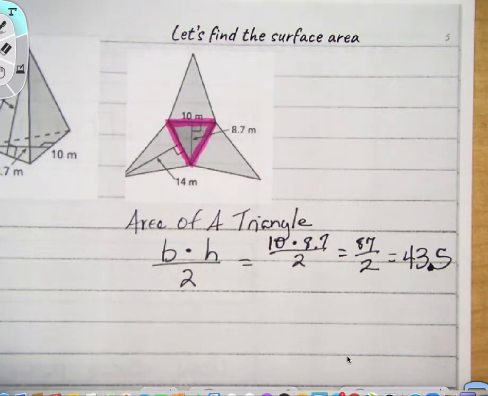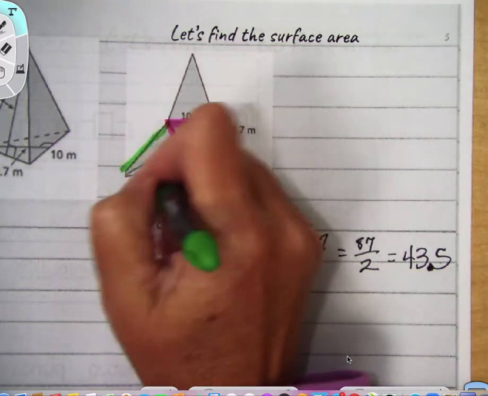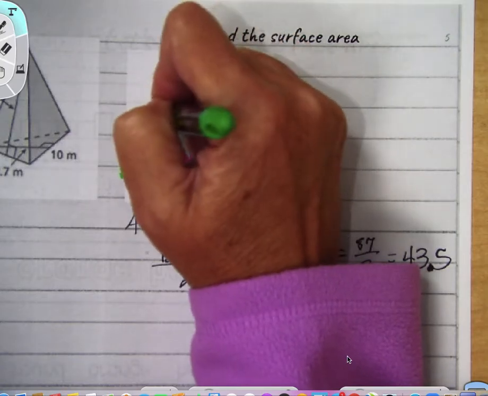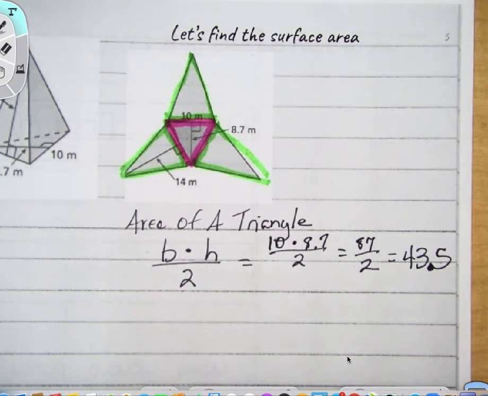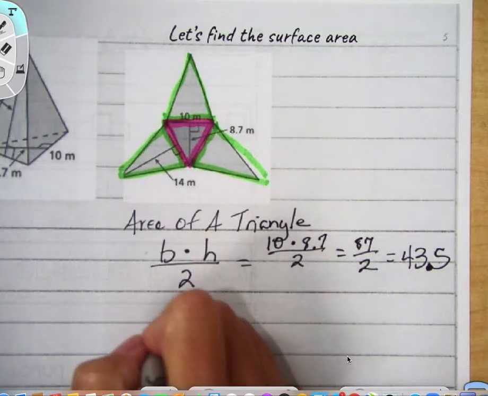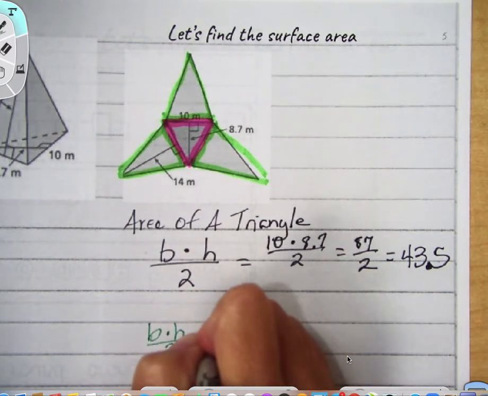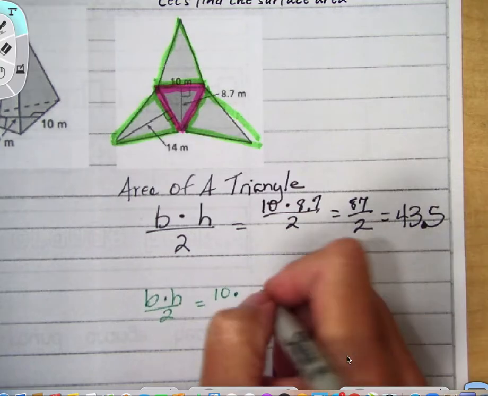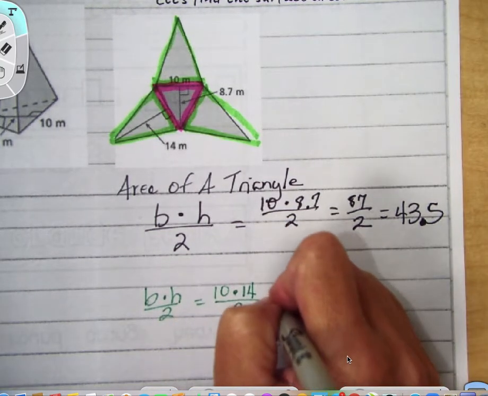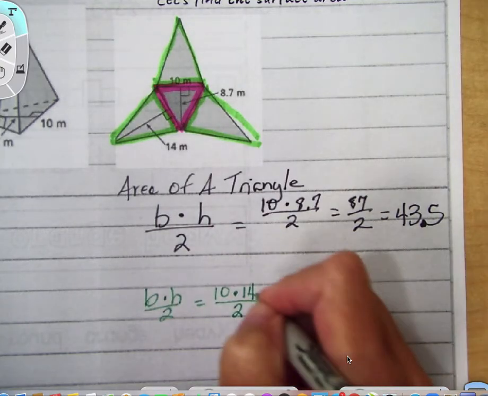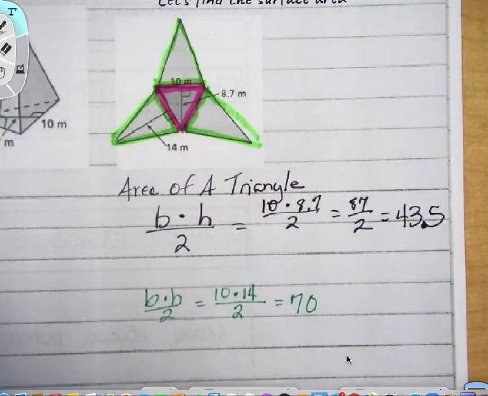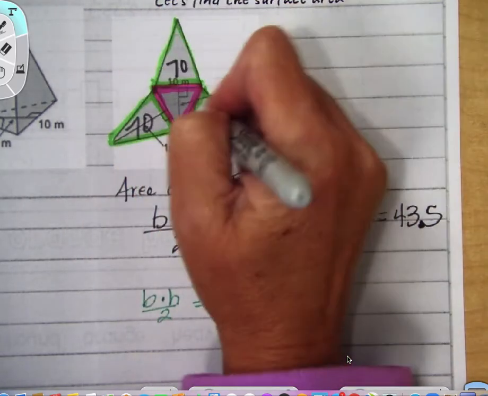Okay, then I'm going to look at these other triangles. I'm highlighting them in green. They all have the same dimensions. The base of each one of these is still 10. But what is my height? What dimension haven't I used? My height is 14 divided by 2. 10 times 14 is 140 divided by 2 is 70. Okay? So here's what I've got. Each one of these is 70.